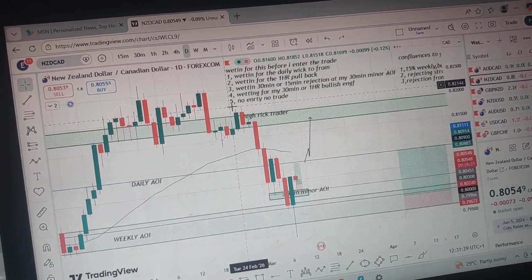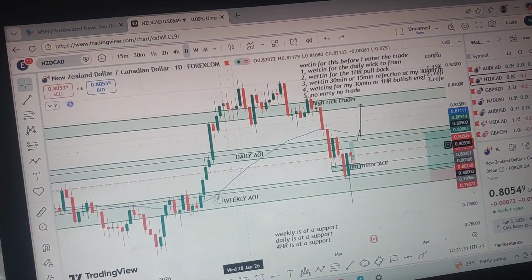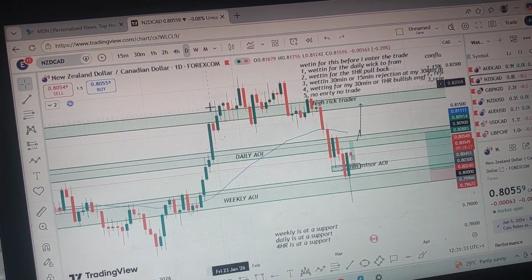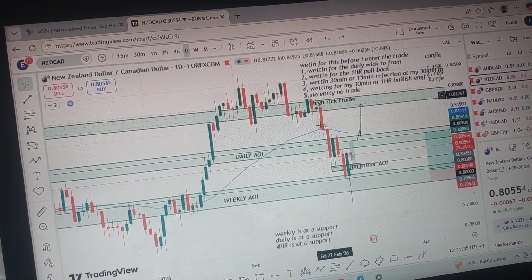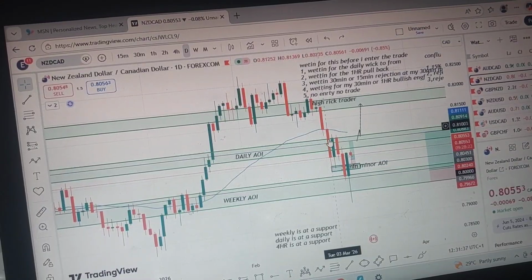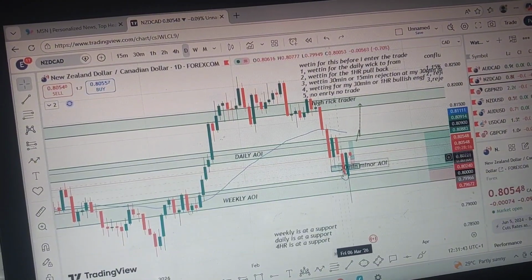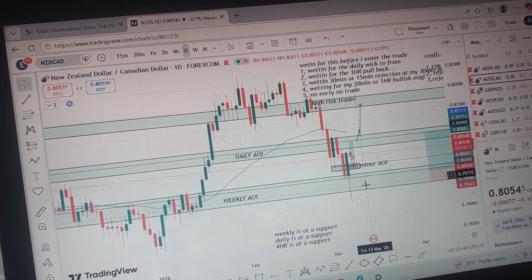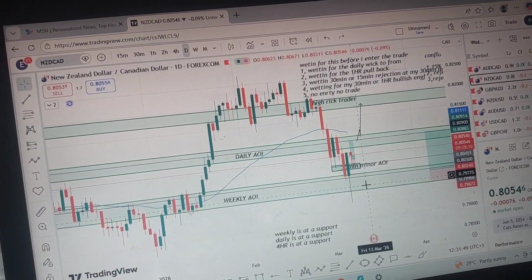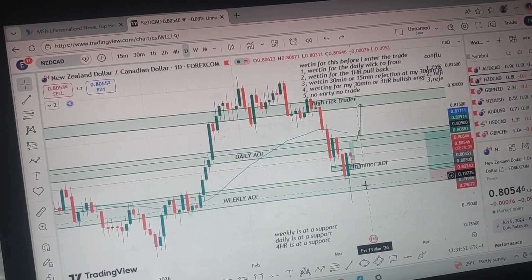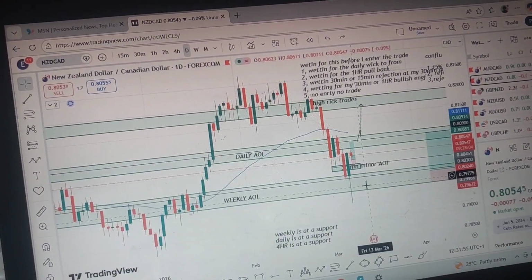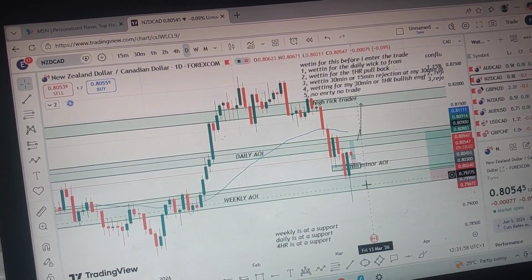Daily time frame. You can see we shifted bearish. Now we are bearish in the daily time frame. This is the lower high, this is the lower low. This is the lower high, this is the lower low. So we have two time frames. The two time frames we have analyzed now are weekly bullish, daily bearish.